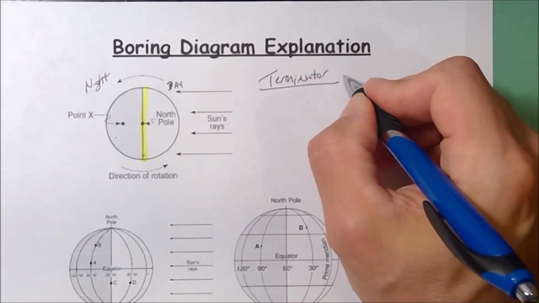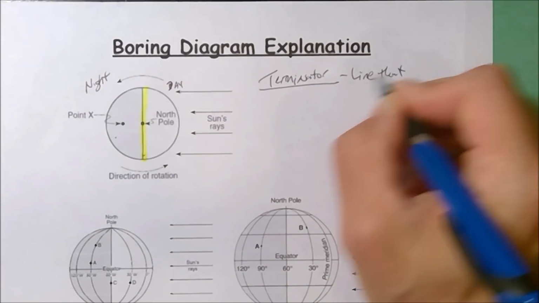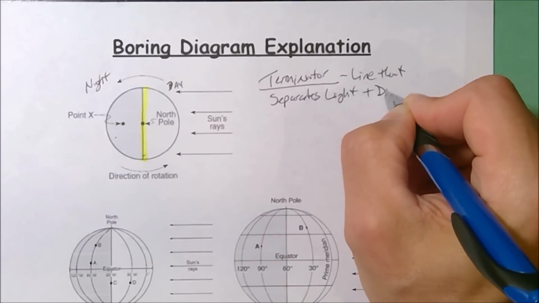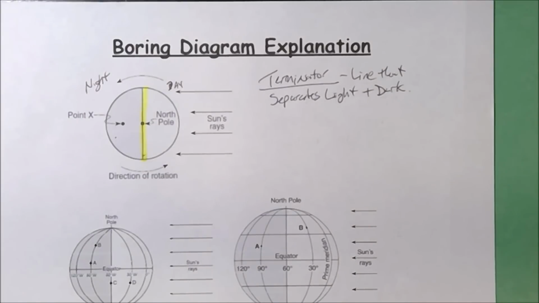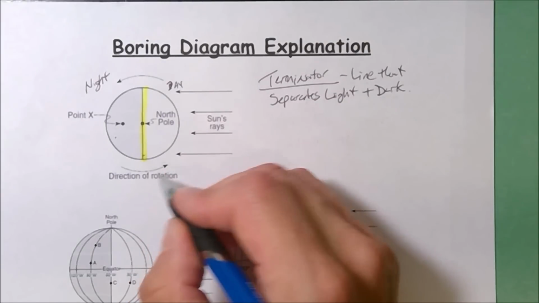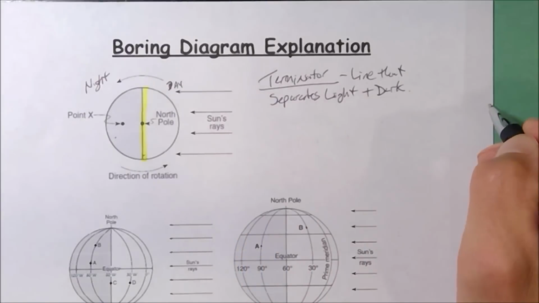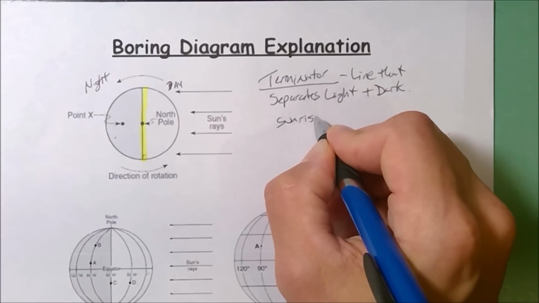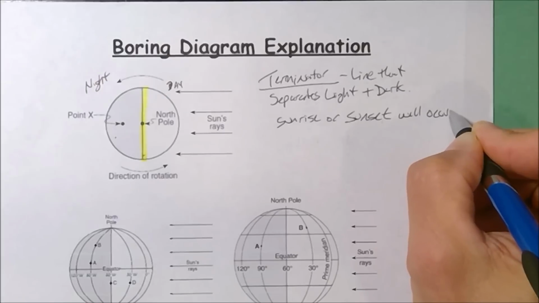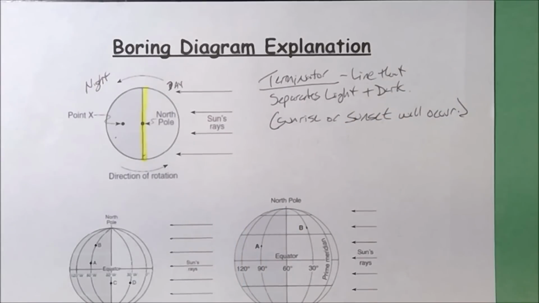So the Terminator is the line that separates light and dark. And there's only two phenomena you could be experiencing. If you are on the Terminator, you're either going to turn into the light or turn into the dark. So when you're at the Terminator, sunrise or sunset will occur. You're going into the light or you're going into the darkness. So to figure out if your Terminator is sunrise or sunset, you have to understand the way the Earth rotates.